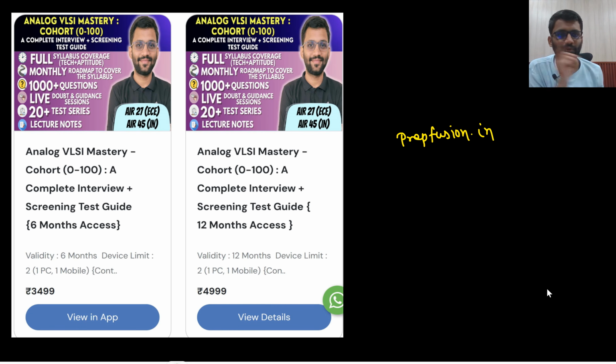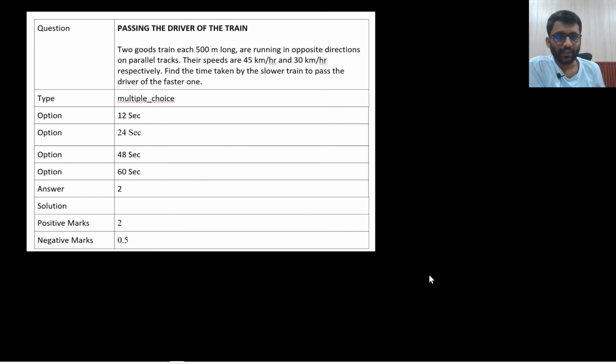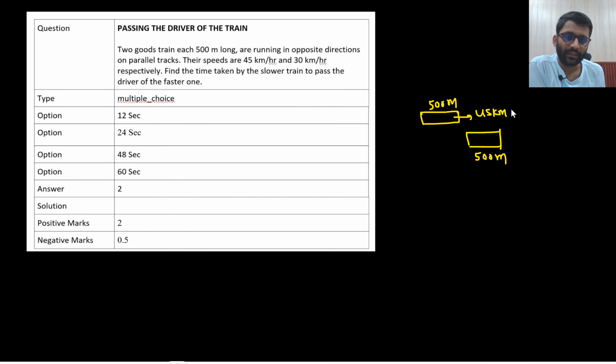Okay, so let's see the solution 1 now. So let's see the solution of first problem. Two goods trains are there, each is 500 meter long, and both are traveling in the opposite direction on parallel tracks. One is traveling with 45 km per hour and the other one is traveling with 30 km per hour, right? And what you need to find, this is the most important point, find the time taken by the slower train to pass the driver of the faster train. Driver of the faster train, this is the thing.